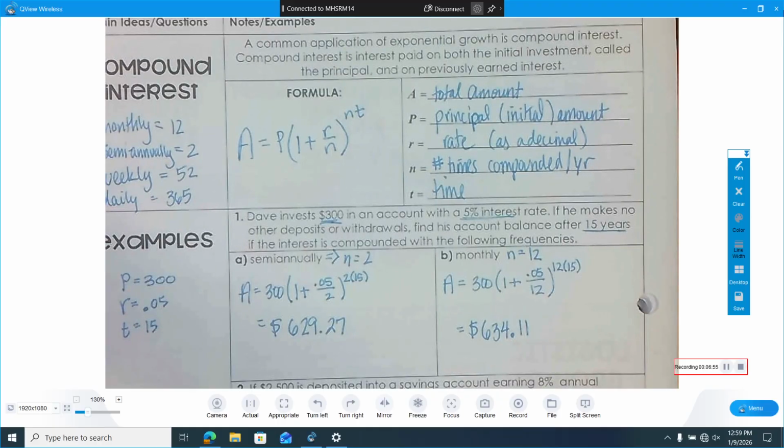Is it better to compound semi-annually or monthly? Well, monthly. The more often you compound, the more money you're going to make. So that's always the fastest.